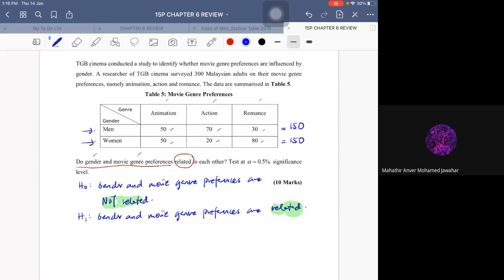You do the same thing for the columns as well. For the first column, 50 plus 50 equals 100. For the second, 70 plus 20 equals 90. For the third, 30 plus 80 equals 110. After you have summed each column and row, you find the grand total. You add this up together and it's going to be 300. Even when you add up all the rows together, or all the columns together, it also adds up to 300. That is called the grand total.